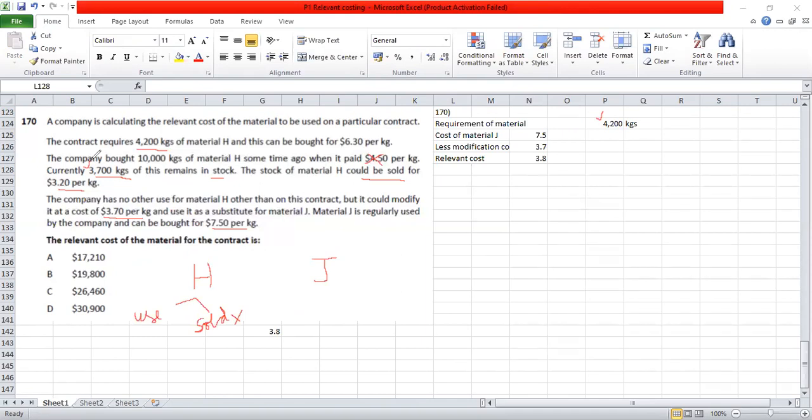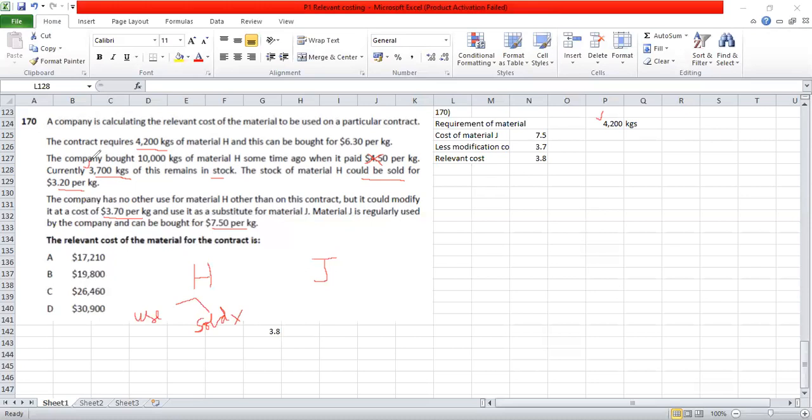So are they looking for the best material mix? In terms of cost, what is relevant? Only that aspect. In terms of contract, it doesn't talk about any other information about which material is better or not. It's only about H versus J. That's it. So H is already acquired. It is there with them.